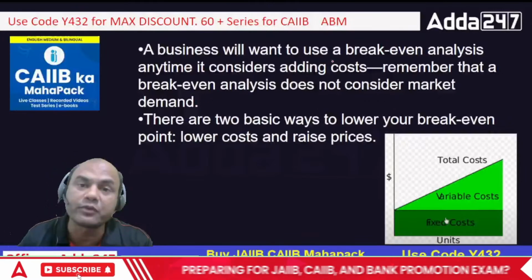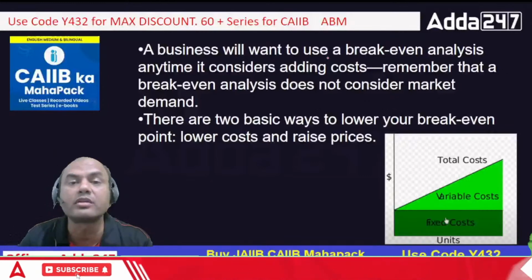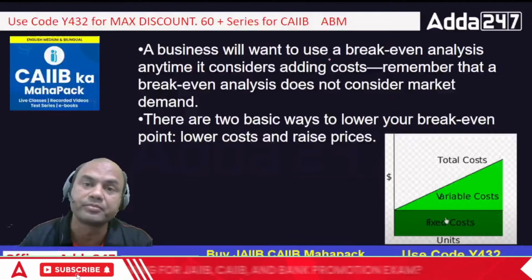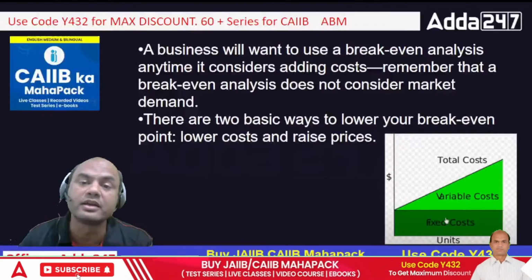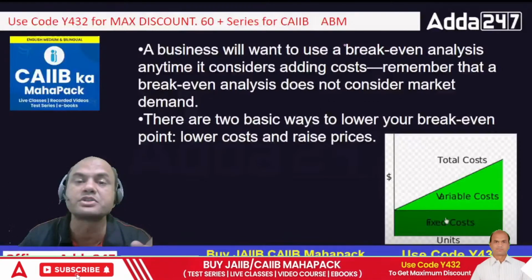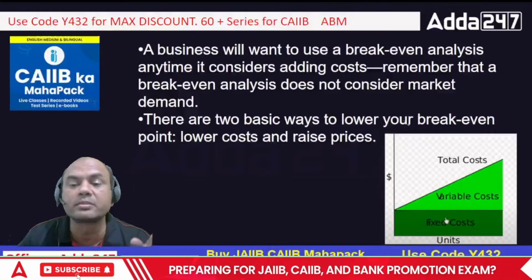It tells me how much I have to sell, but whether that market will accept that or not is the job of the marketing team. Those inputs need to be given to me by the marketing team, because this is done on the financial ratio basis. There are two basic ways to lower the break-even: lower the cost and raise the prices.